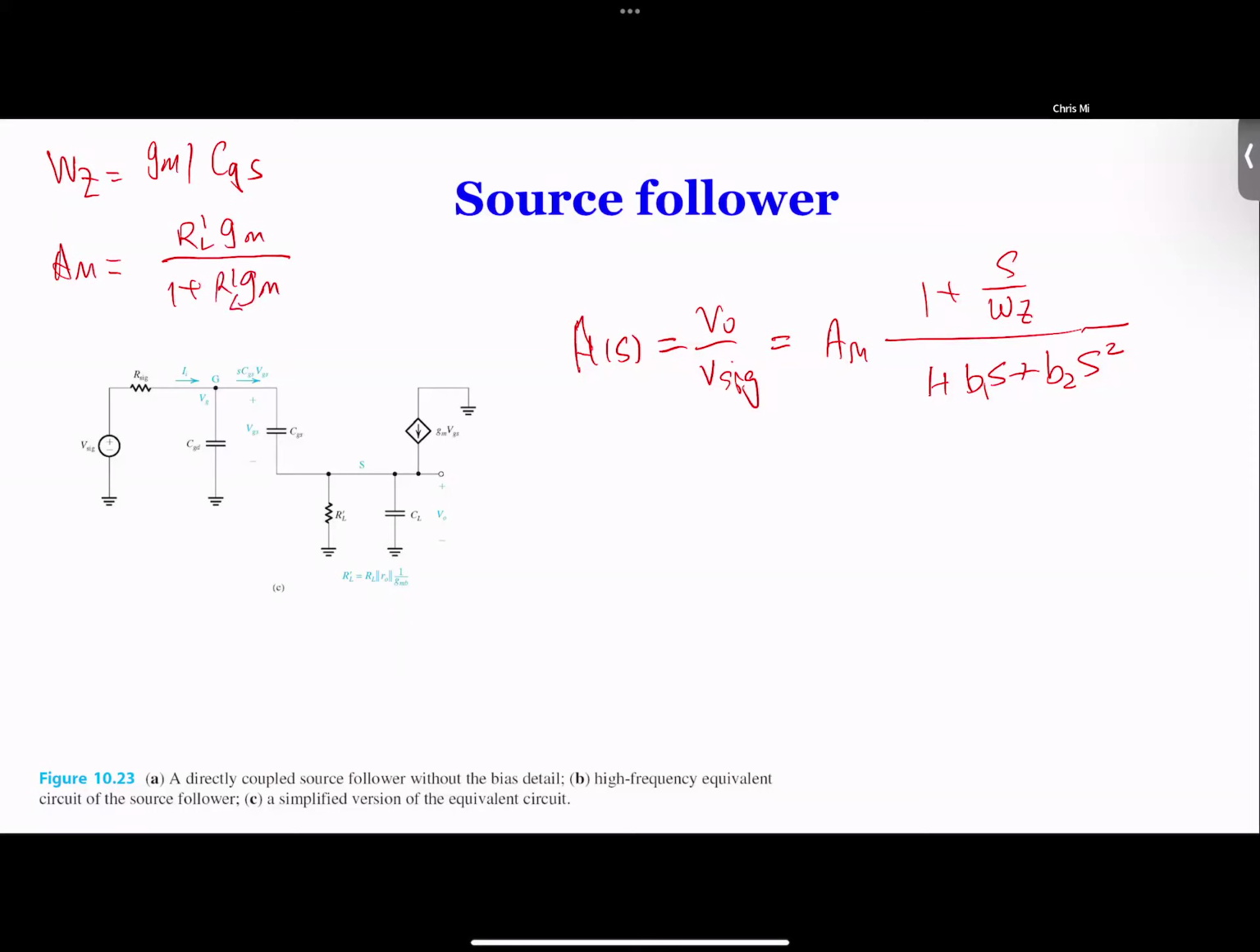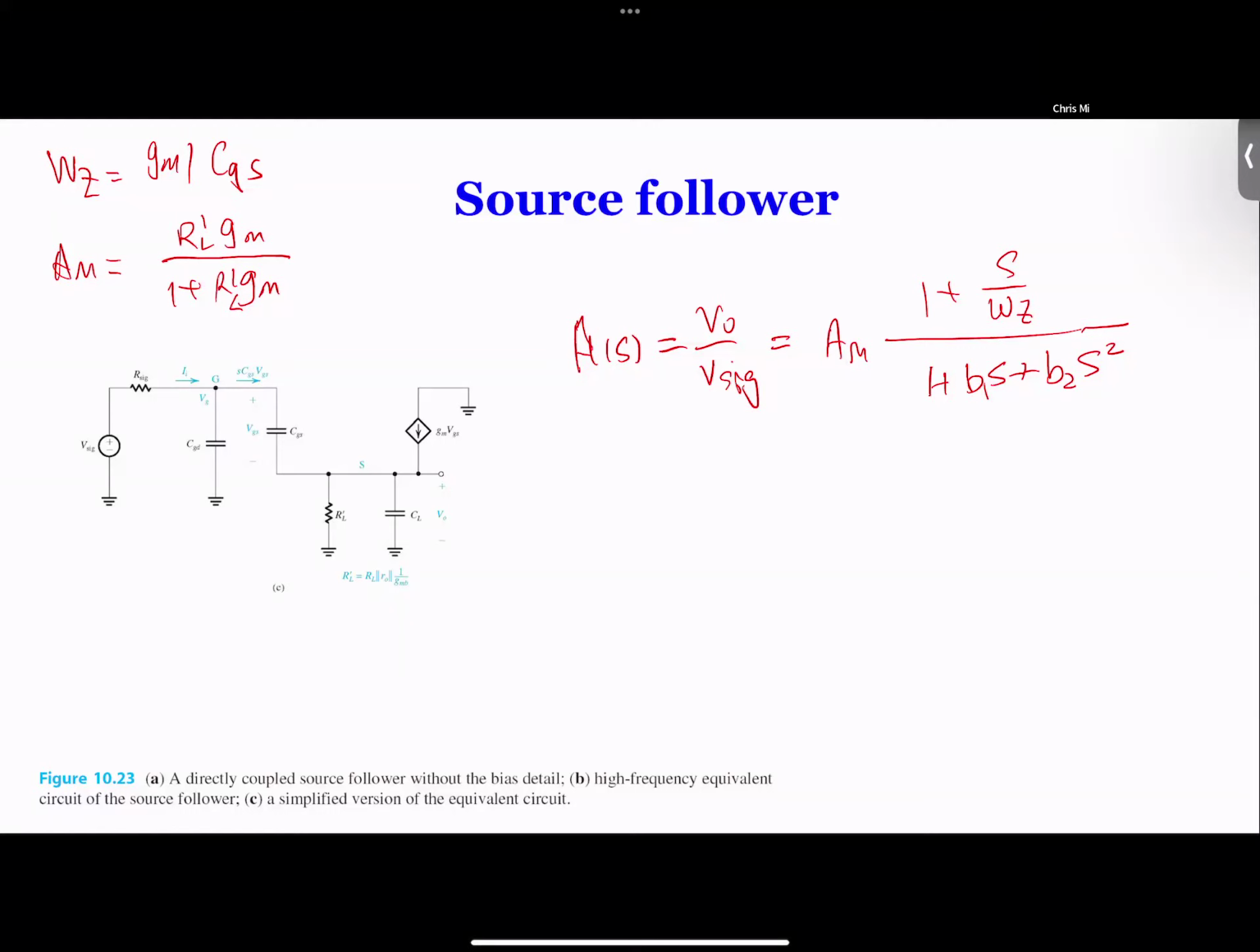When RL prime GM is large, so much larger than 1, you can neglect the 1, and then the middle band gain becomes 1. That's why we call it a source follower, because RL prime times GM is relatively big, so AM equals 1. That's why I call it emitter follower. And then we also have B1 and B2.